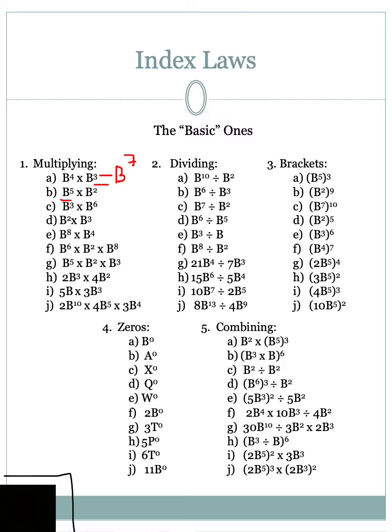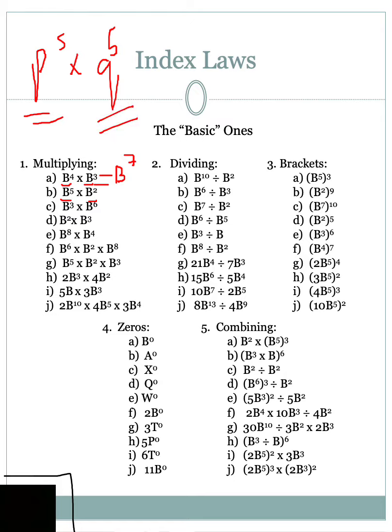It has to be the same base. So the bottom numbers or letters have to be the same. I can't do p to the power of 5 times q to the power of 5 and say that's pq to the power of 10 because it's two different letters. So the letters have to be the same.